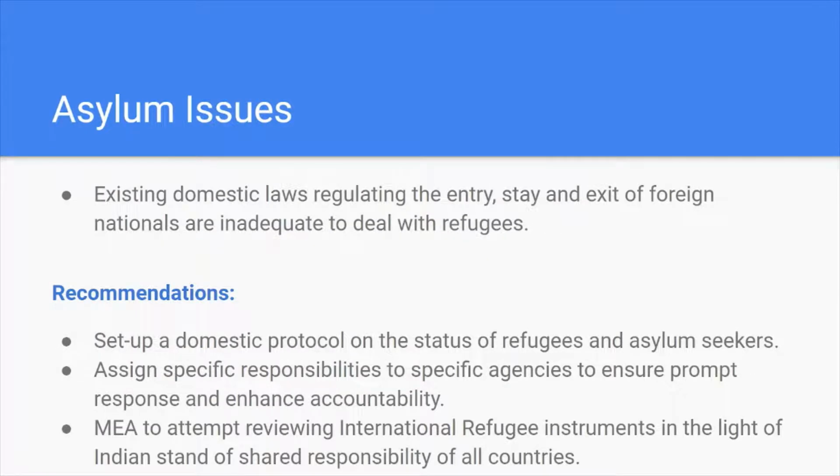Another relevant area is asylum. Any person who is seeking international protection from persecution is called an asylum seeker.